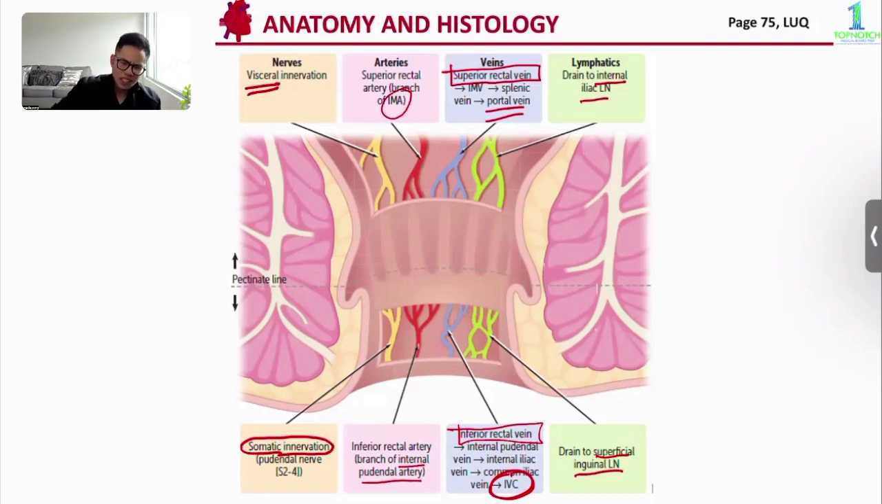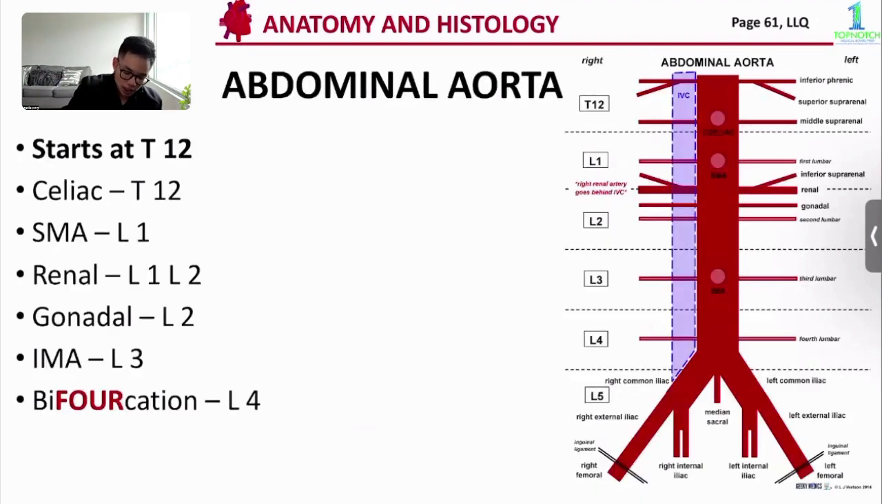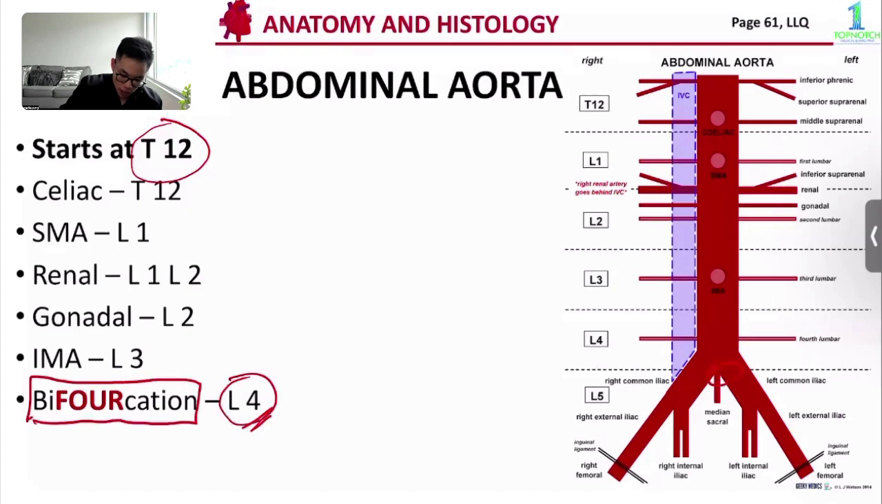Now, the abdominal aorta starts at T12 but ends at your L4. It is known as your bifurcation. Remember, it's 4, L4. It is where it should bifurcate into the iliacs from the abdominal aorta going down towards your iliac arteries. Okay?